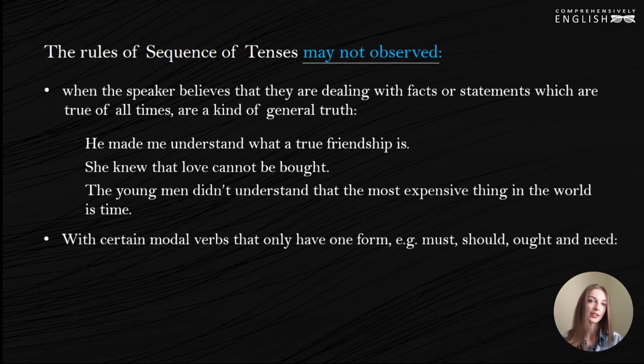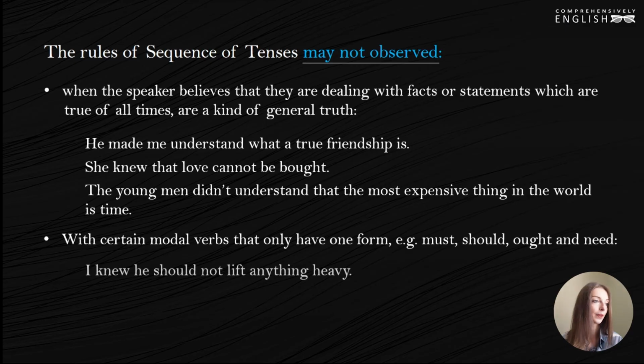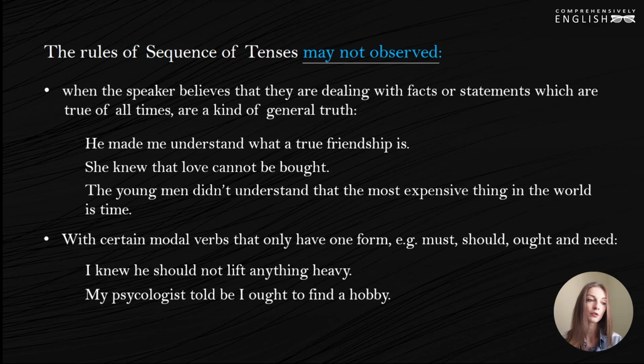And the last scenario in which you may not observe the rules of sequence of tenses is with certain modal verbs that only have one form. For example, must, should, ought, and need. I knew she should not lift anything heavy. My psychologist told me I ought to find a hobby. She told her sister she need not worry.